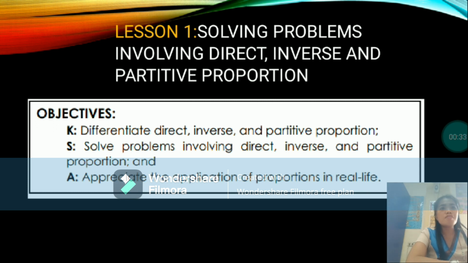We have the objectives for the knowledge domain. Under the knowledge domain, we have differentiate direct, inverse, and partitive proportion. For the skill domain, you have solve problems involving direct, inverse, and partitive proportion. And for the affective domain, we have appreciate the application of proportions in real life. So these are the set of objectives that you are expected to achieve at the end of this video lesson.